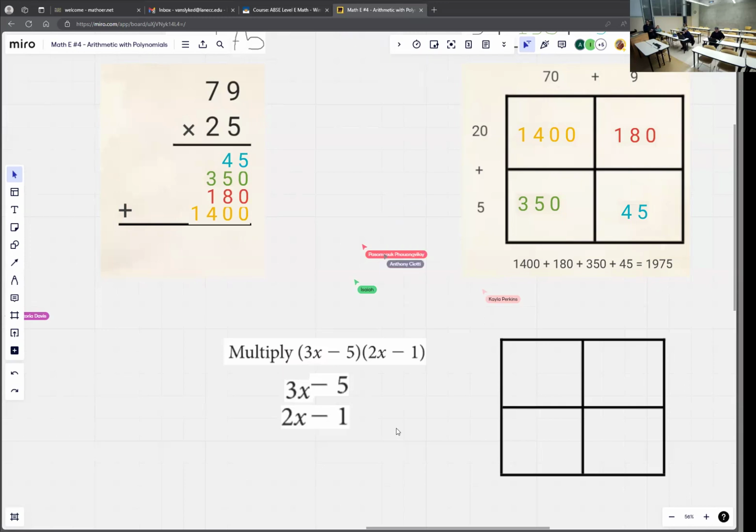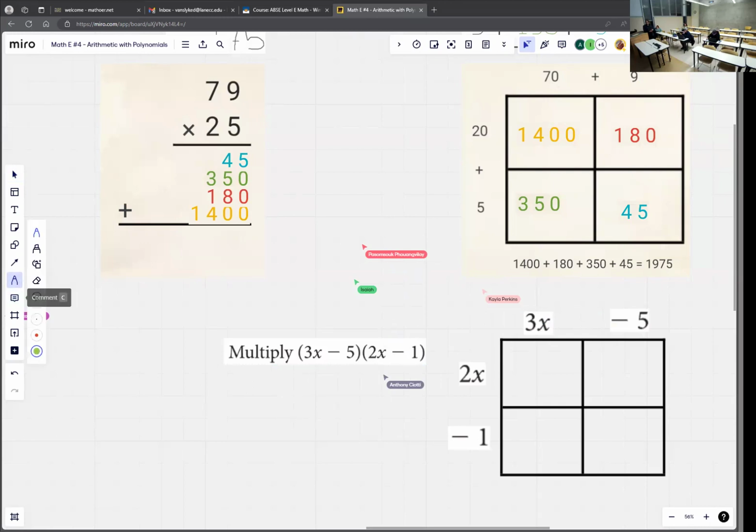So I'm going to take my 3x, and my minus 5, and my 2x, and my minus 1. Everyone okay with how I'm setting this up? Now just as before, wherever the box was crossed, we multiply it. So what is 3x times 2x? 3 times 2 is 6, and x times x is x squared. Everyone okay so far?